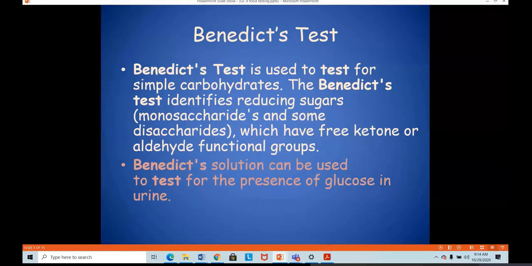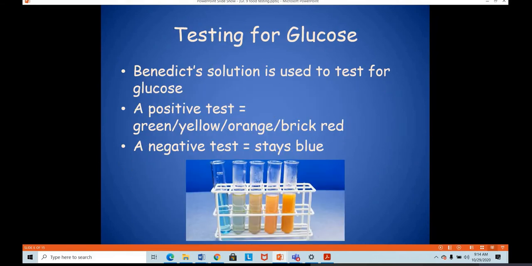So Benedict's test is a test which is used in order to check the presence of sugars. We are normally testing the presence of simple sugars like either monosaccharides or disaccharides. Okay, so Benedict's test identifies the reducing sugars. Reducing sugars meaning they are either monosaccharides or disaccharides which have free ketone or aldehyde functional groups. Okay, so Benedict's solution can be used to test for the presence of glucose in the urine as well.